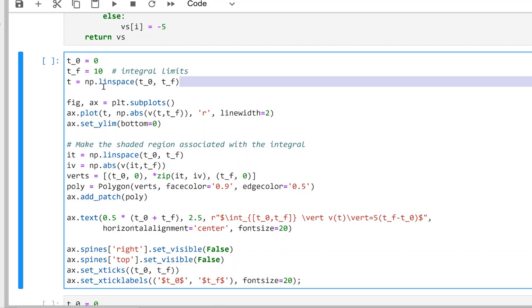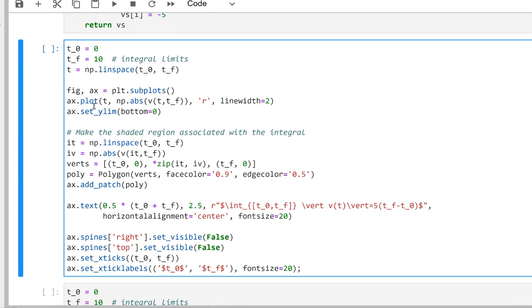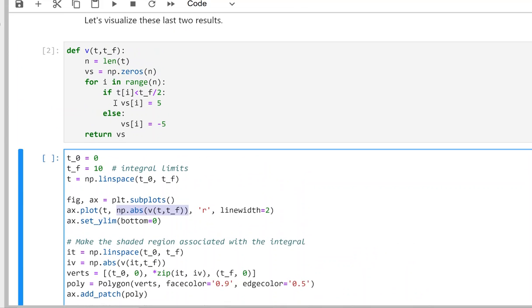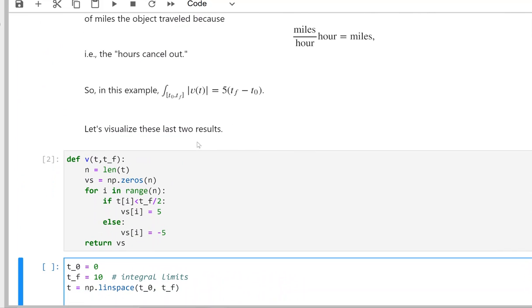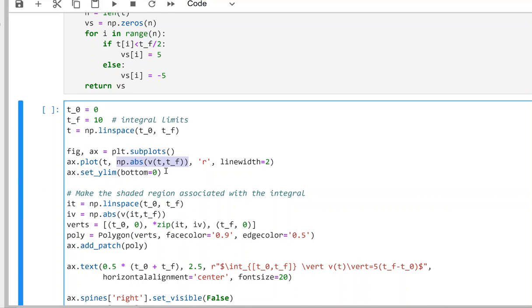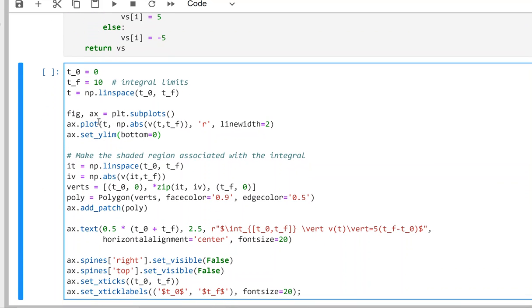This is using the default number of points to create a regularly spaced set of points from t naught to tf. I'm then instantiating a figure, and then I'm going to make some plots. I'm going to plot t, and I'm going to plot the absolute value of t, because that one I know what the answer is. It should be 5 times tf minus t naught, 5 times 10 minus 0, 50 should be the answer. And everything else after this is just for graphing.